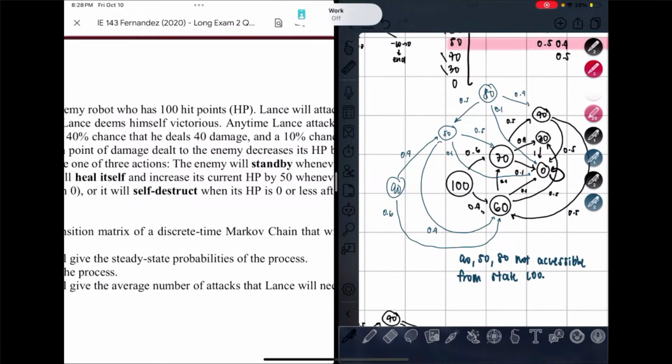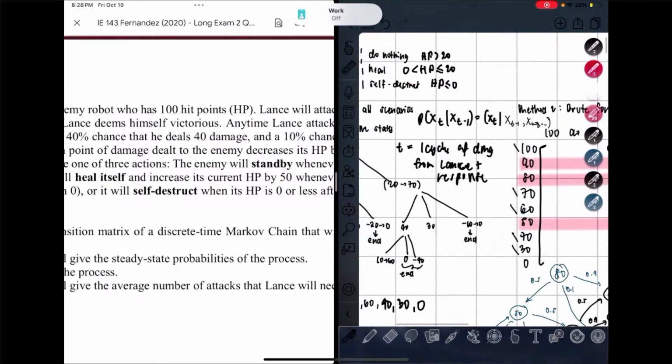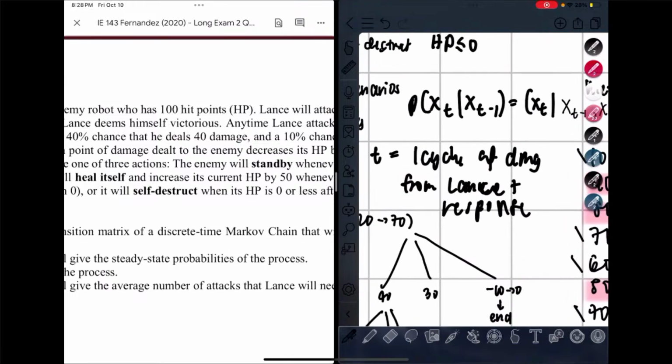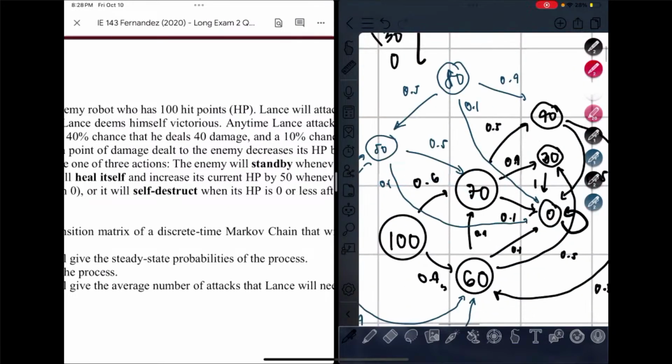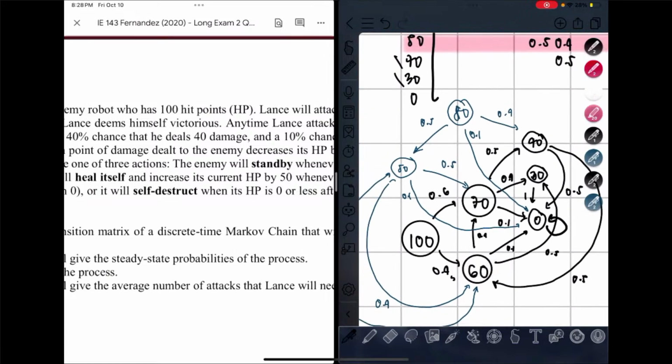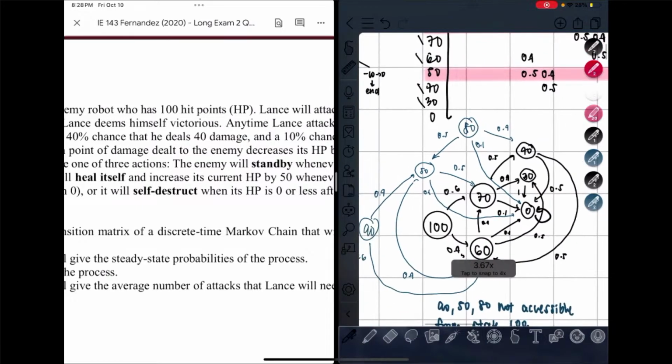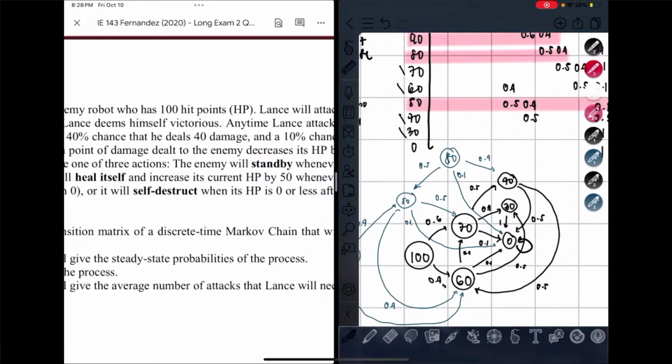Which is why, for the purposes of this problem, you define T as one cycle of damage from Lance and then the response of the robot. There really is no 20 and 10, because when it is at 20 or 10, the robot responds to it. You could think of it as 20 and 10 existing deep inside the transition, but you don't see them because you're taking discrete snippets of time. From one cycle to the other, you can't detect them, in a way.